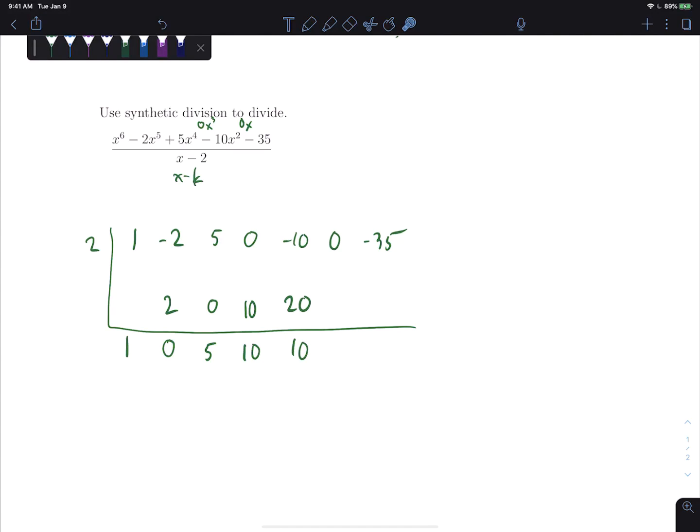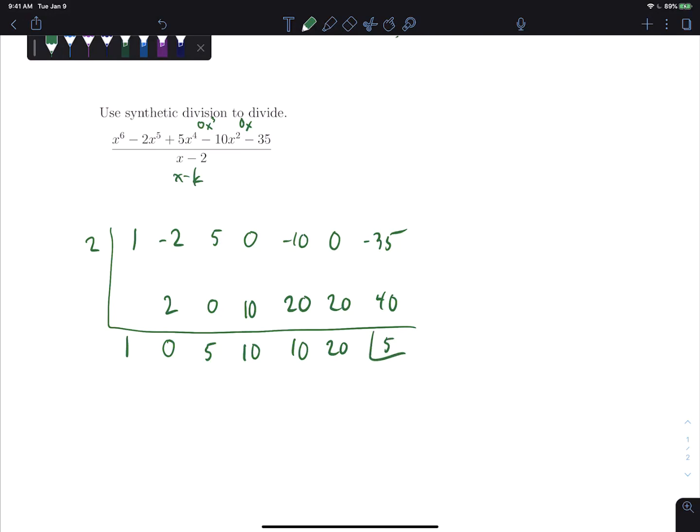2 times 10 is 20. Add 0 plus 20 is 20. And then multiply 2 times 20 is 40. And add negative 35 plus 40 is 5.